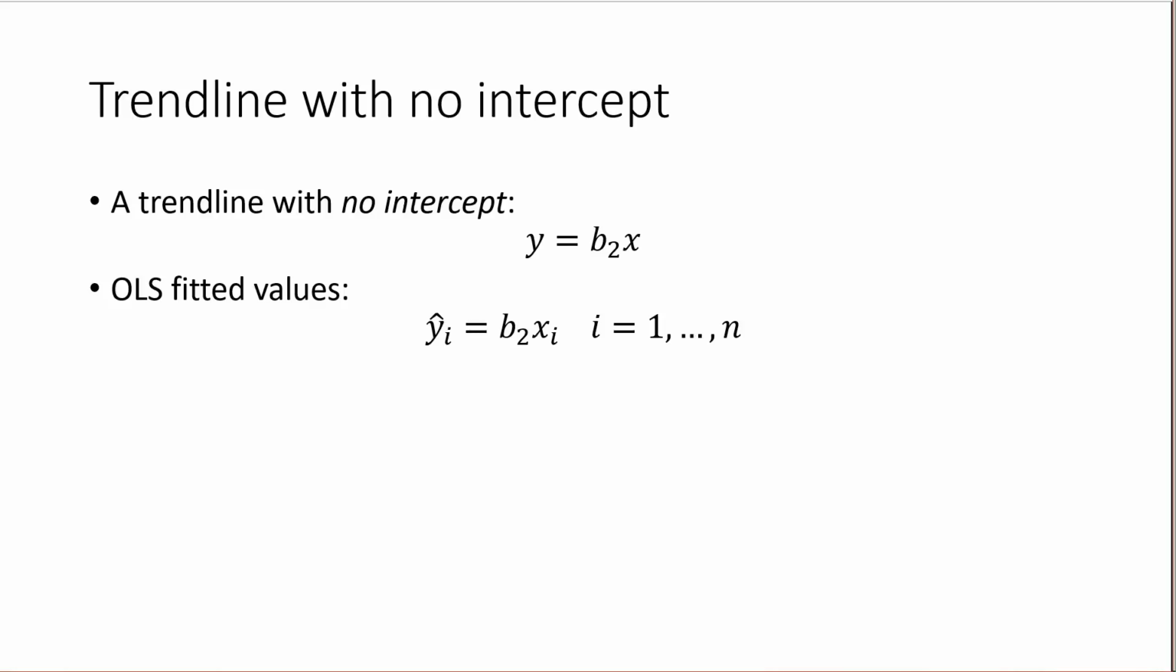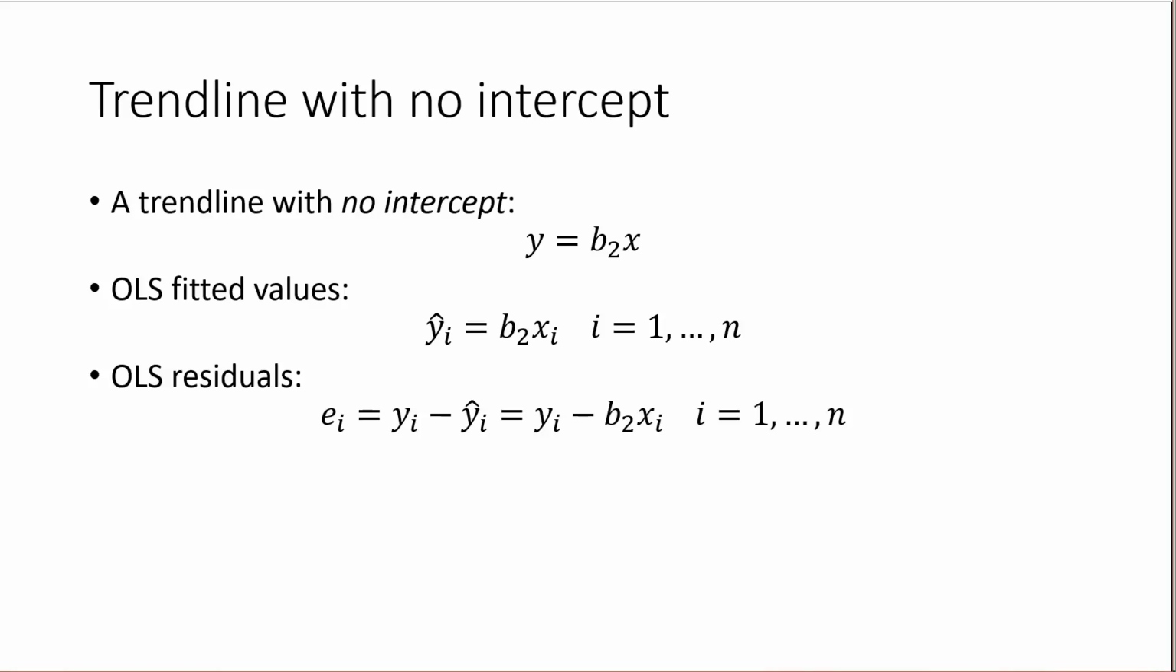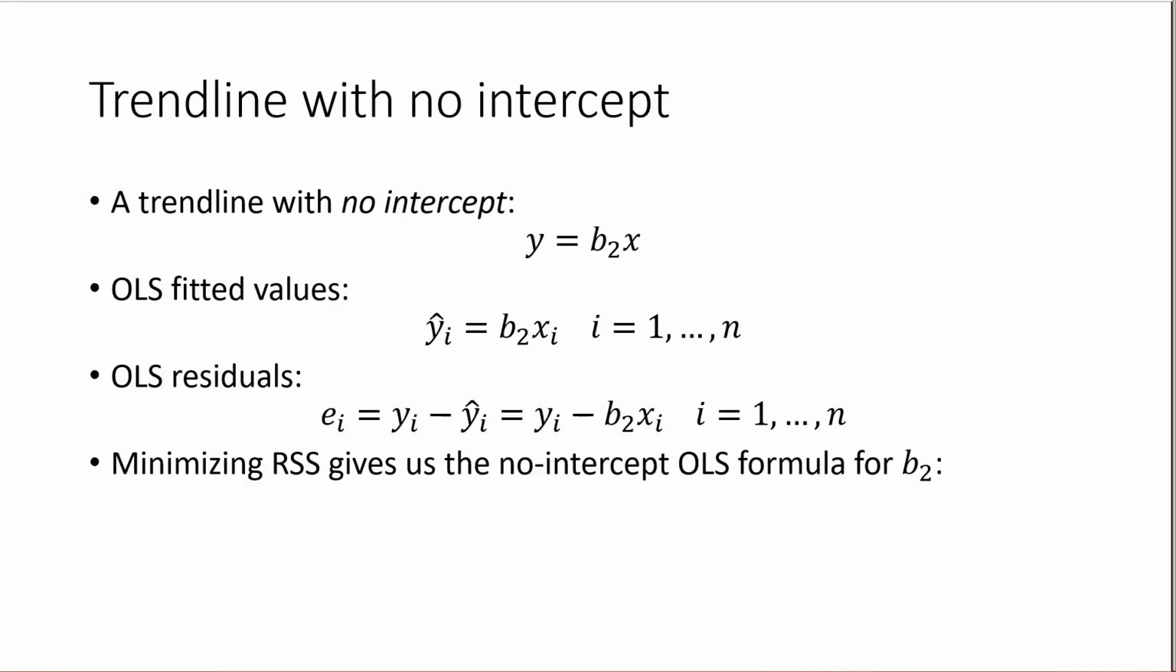The residuals are always defined as yi minus yi hat. So the residuals will now be yi minus b2 times xi. So in this case, the residuals will only depend on b2, not b2 and b1. We apply exactly the same principle, namely we pick b2 such that RSS is as small as possible. So we have the same principle, minimize RSS, just remembering that in this case RSS only depends on one variable, b2.